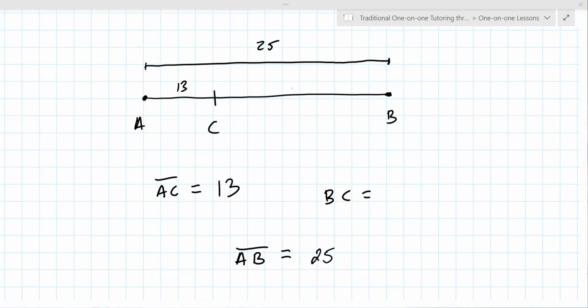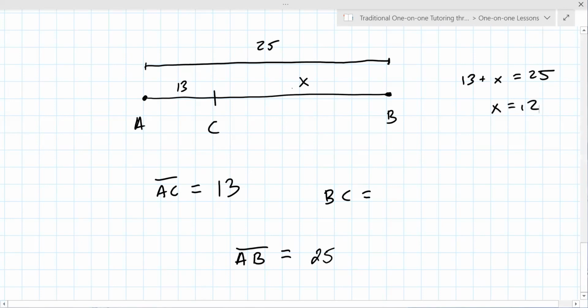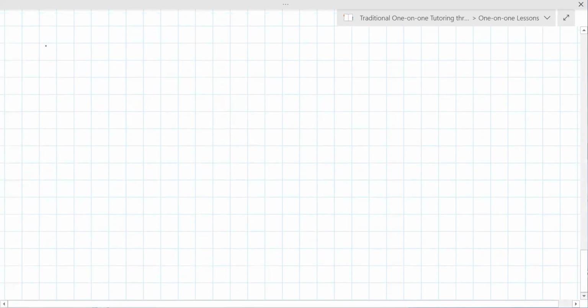What is the answer to that? Think of this as X. Okay, so 13 plus X has to equal 25. It has to equal 25. Yes. Okay, 13 plus 12. That's right. X is 12. Very good. Okay, so let me try another one here. Let's try another one here.